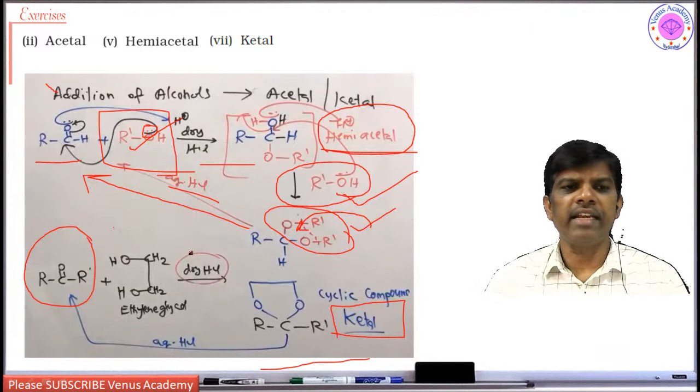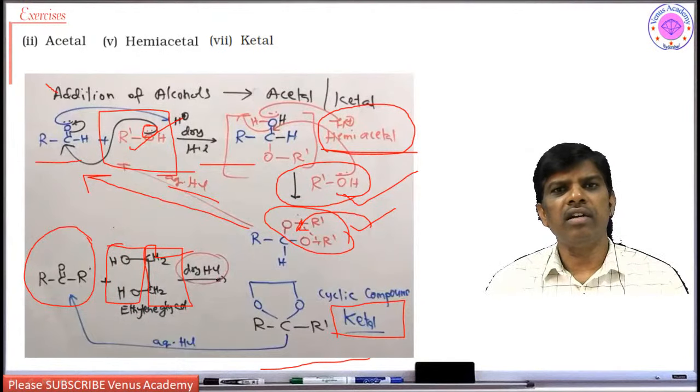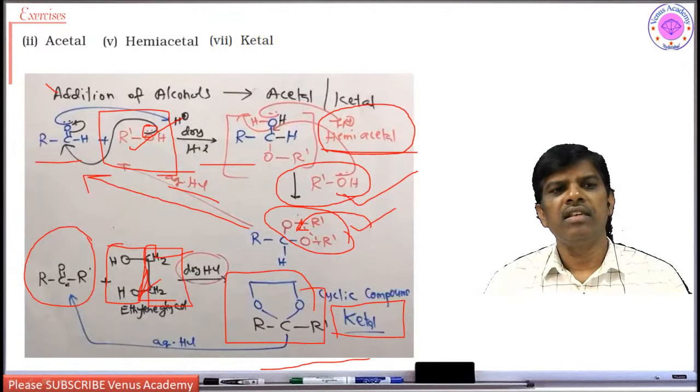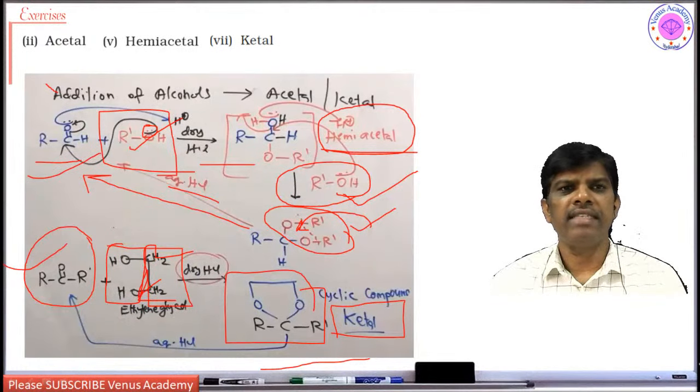So the cyclic ketols are strong enough to withstand other reaction conditions. So ethylene glycol, since it has two hydroxy groups, there is no need to add 2 moles of alcohols. Using 1 mole of alcohol like ethylene glycol, you are going to get cyclic ketol. This cyclic ketol. So the acetal obtained from ketone is known as ketol, and the acetal obtained from aldehydes is known as acetal.